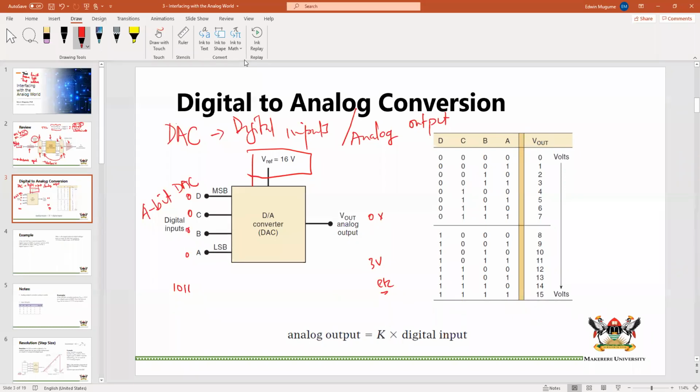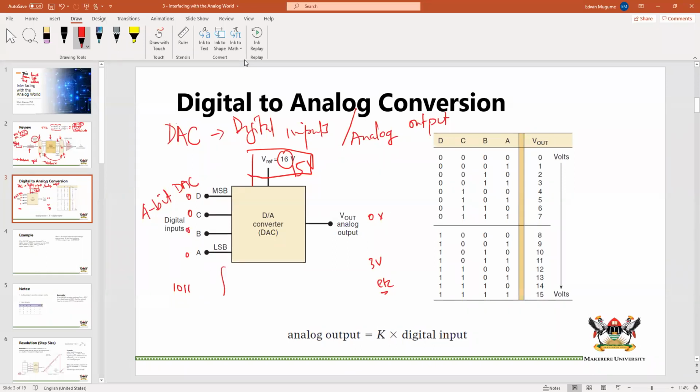The reference value is actually the full scale value. So it is the maximum output analog signal. So this DAC has a maximum output of 16 volts. In fact, it is 15 volts. I think this is a mistake. It should be 15 volts. This digital analog converter can produce an output analog signal of 15 volts maximum.